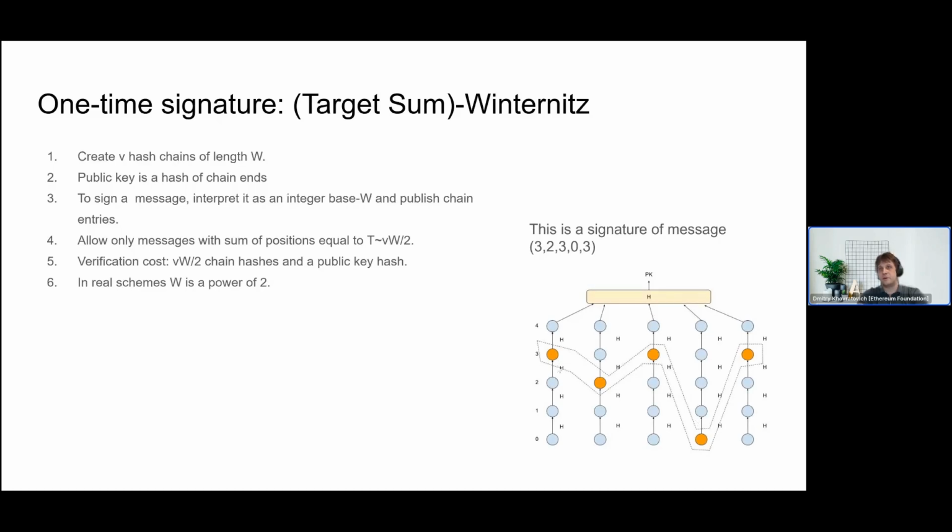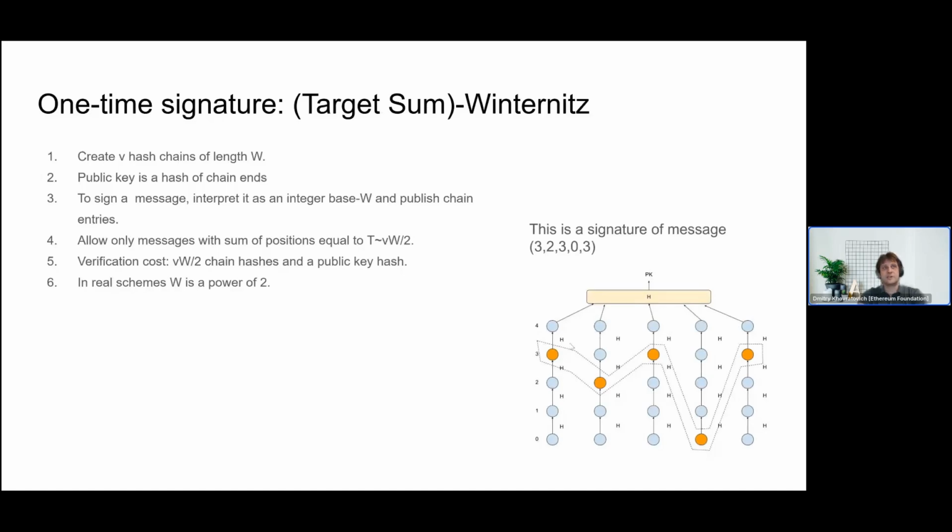We publish them all, and then in order to verify the signature, it's sufficient to iterate the first element once to get to the chain end, iterate the second element twice to get to the chain end, the third element once, the fourth element 4 times, and the fifth element just once. Then we obtain all the chain ends, we can hash them all, and then we check if the result equals the public key.